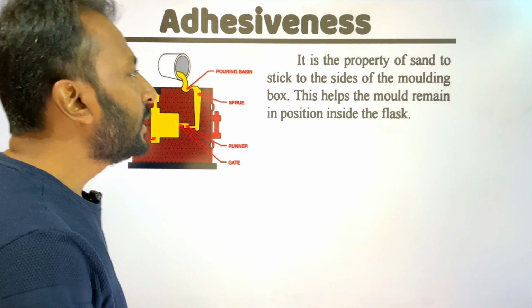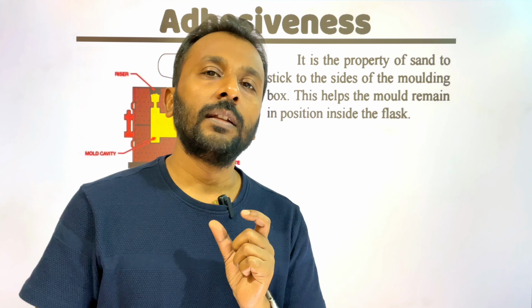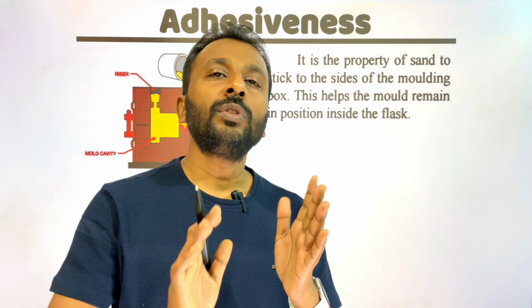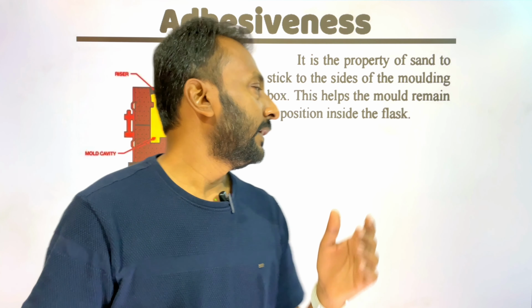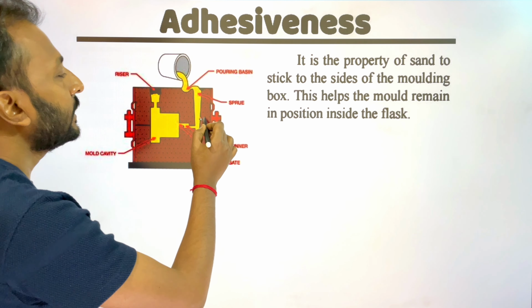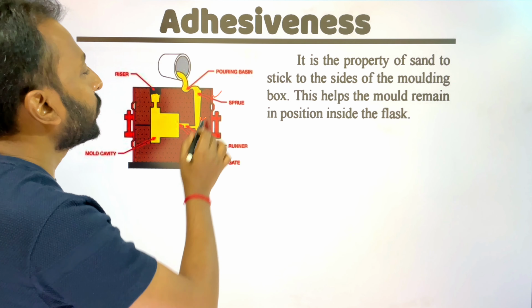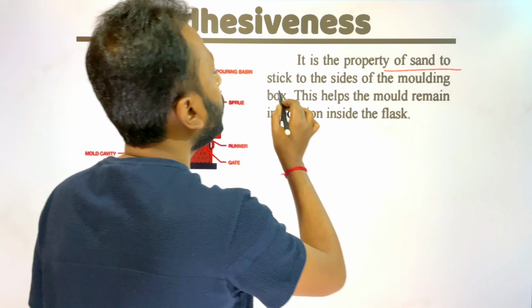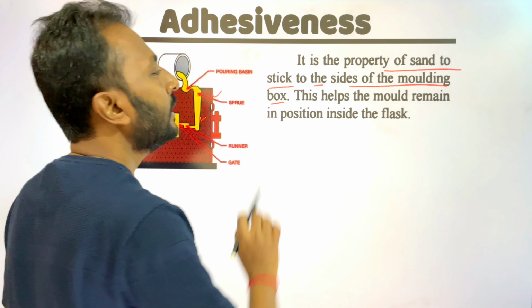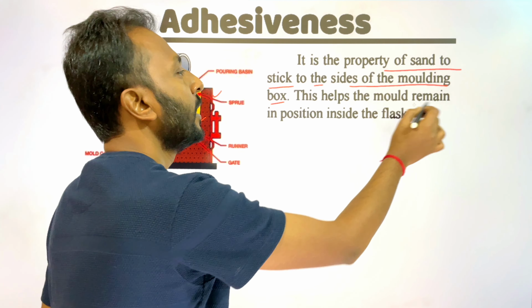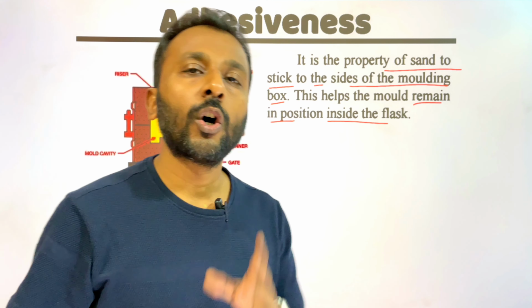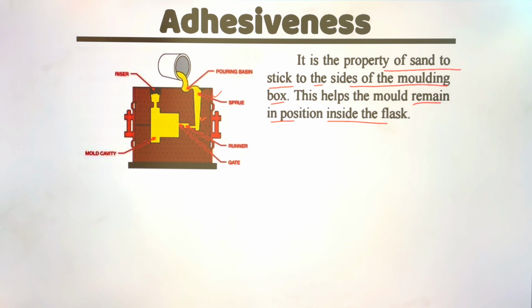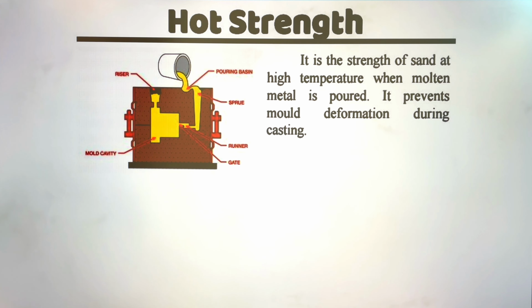The next is adhesiveness. We know about cohesiveness. Cohesiveness is the property of sticking together with the same kind of material, but adhesiveness is sticking with another kind of material. In this case, the molding sand sticks to the molding box, so it doesn't fall off. It is the property of sand to stick to the sides of the molding box, so it helps the mold remain in position inside the flask or molding box. That's why adhesiveness is also very important.